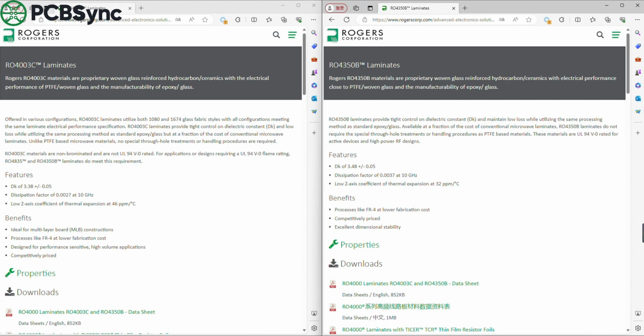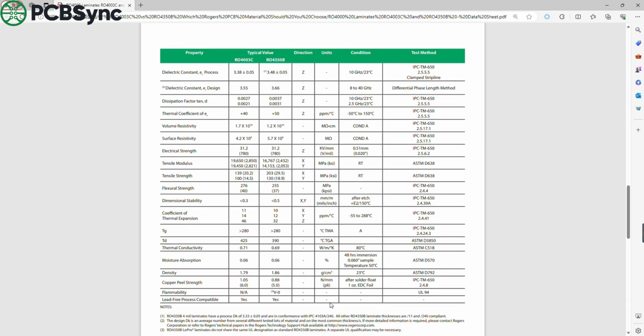The parameters of Rogers RO4003C and RO4350B look pretty similar, so how should you choose between them? In this video, we'll compare these two materials from several aspects: electrical and mechanical constants, loss, thermal performance, flammability rating, and their impact on actual design. Let's take a look at the datasheet first.